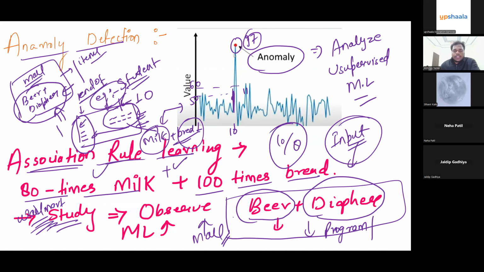Firstly, they observed based upon the input. After that, they derived one conclusion: if the owner of the particular mall or shop keeps these two things combined, the sales will definitely go high. That was the learning they derived from this kind of input. So that's why this is known as association.